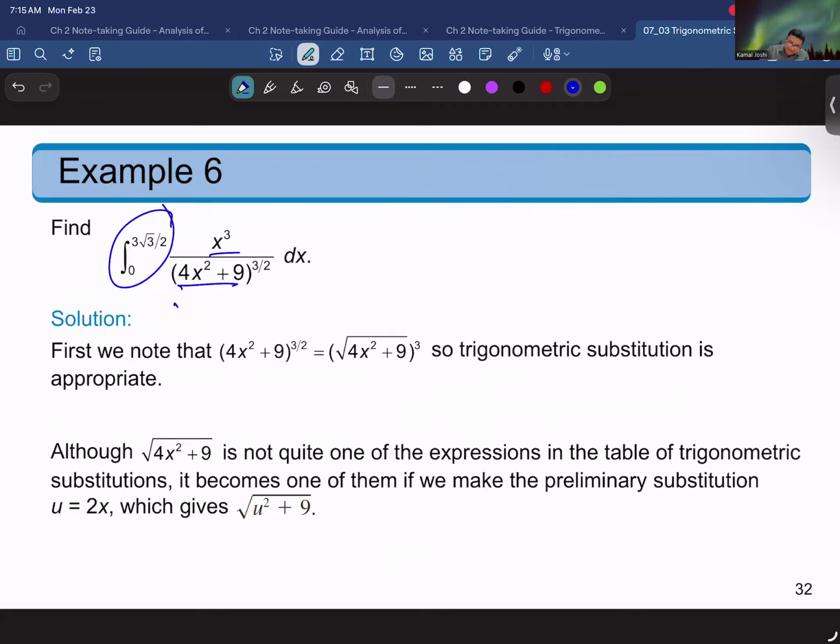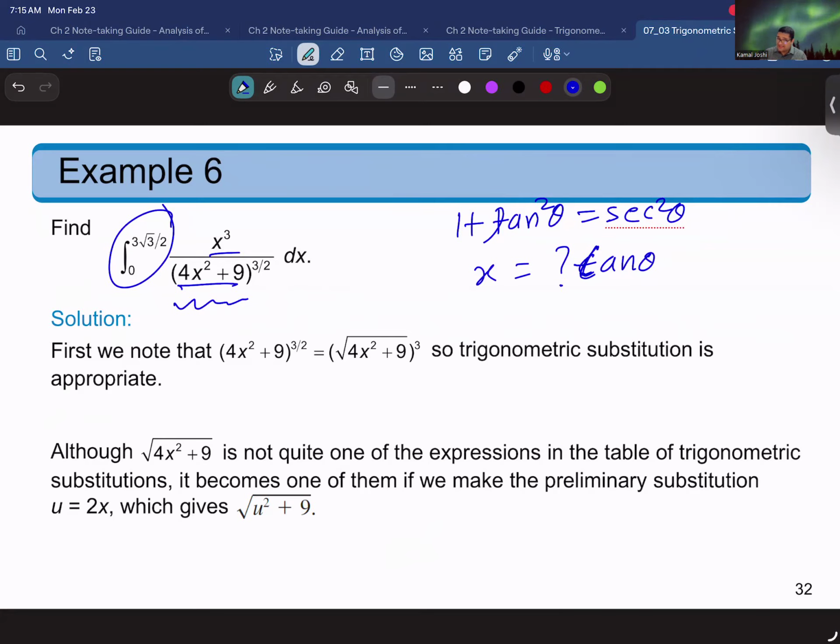So this is a square plus b square type. So I somehow know it has to be 1 plus tan square theta equals sec square theta, right? That should work. So it has to be x equal to something times tan theta. At the outset, when I look at it, I should be able to say that. But what tan theta? Because if I simply say tan theta, it's going to be 4 tan square theta plus 9.